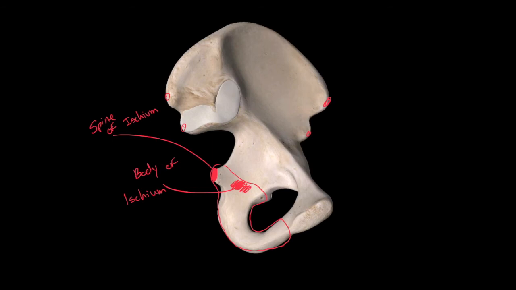Good. Now, there's another term that we need to learn, and it's called ramus. Ramus means branch, like a branch on a tree. This region, kind of helping form the obturator foramen of the os coxae, is called the ramus of the ischium.